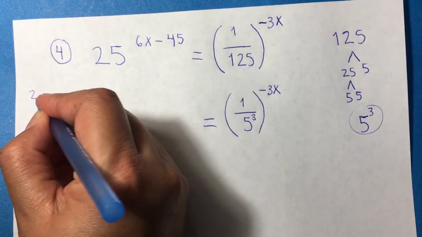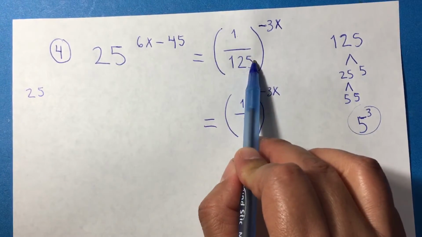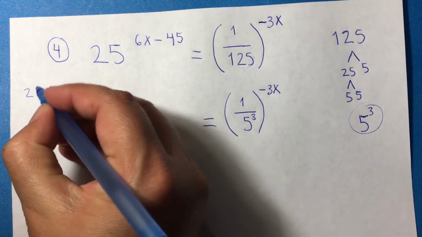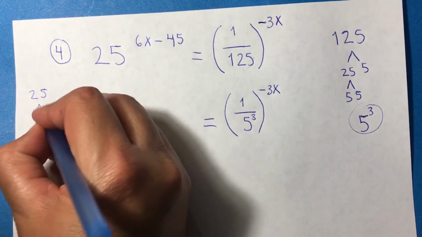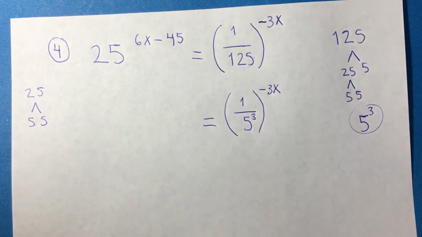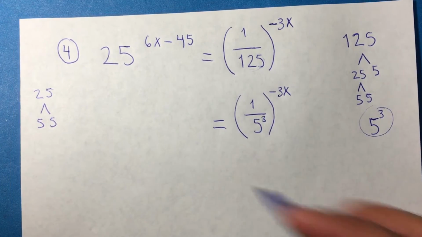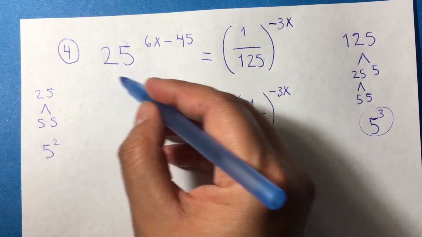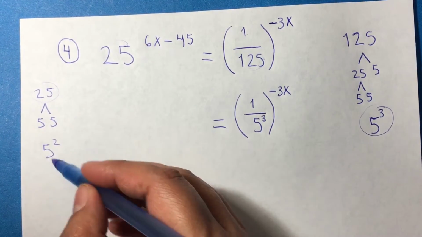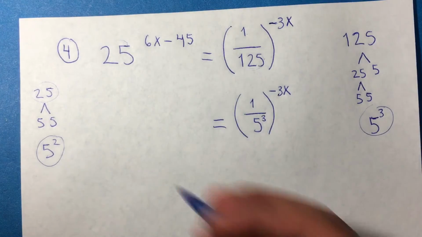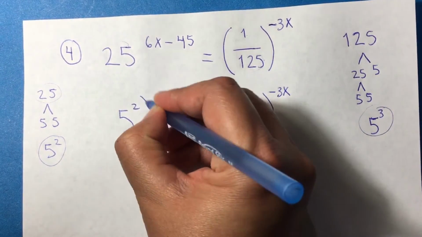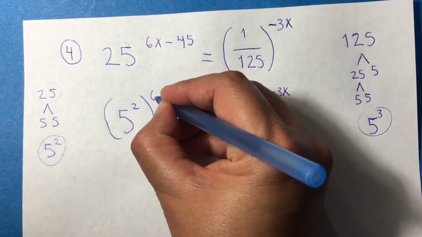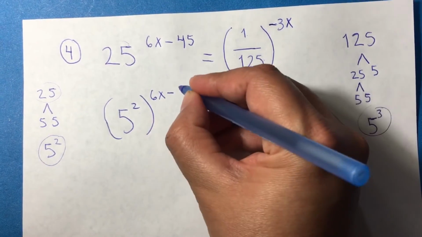And on the other side, again, because we could not divide 125 by 25 and get more 25s, we have to factor this side as well. So it's going to be 5 times 5. And so in here, that means 5 squared. Replace 25, right? We're just replacing 25 by 5 squared. And because we already have something in there, we put it between parentheses and bring down that exponent that was there before.